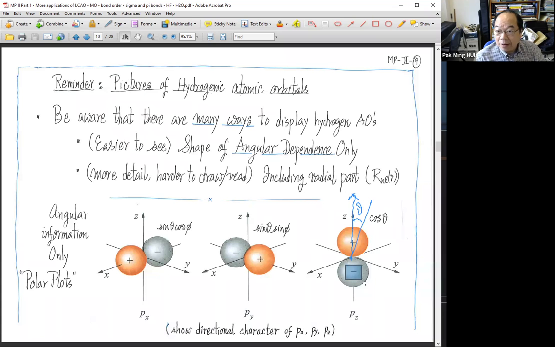Okay. Now, this sign is not just mathematics. It turned out that you can see it and then add them. They enhance each other because plus means plus. You add them, they don't cancel. And that it will be enhancing the electronic probability there. Okay, do you understand? This is called polar plots.